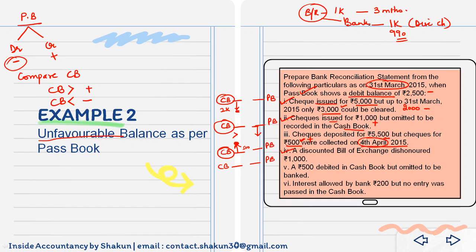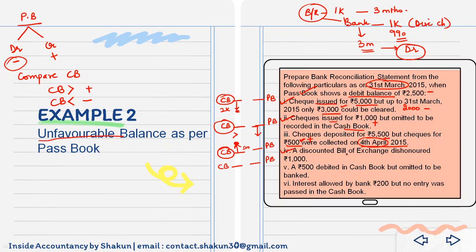Now what happens is that after 3 months, the bank will collect the amount from the person who had to make the payment to me. The bank will collect the amount from the debtor. Now, if the debtor fails to do that, it leads to the dishonor of the bill, right? So I've just explained the transaction to you. A discounted bill of exchange dishonored.